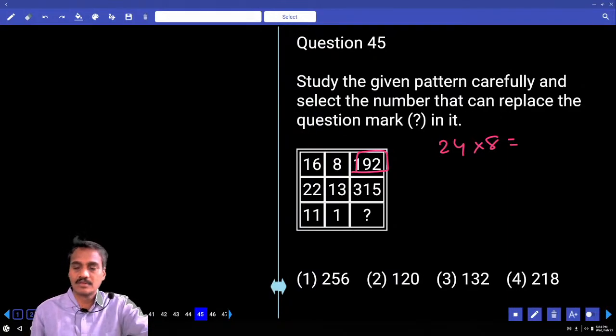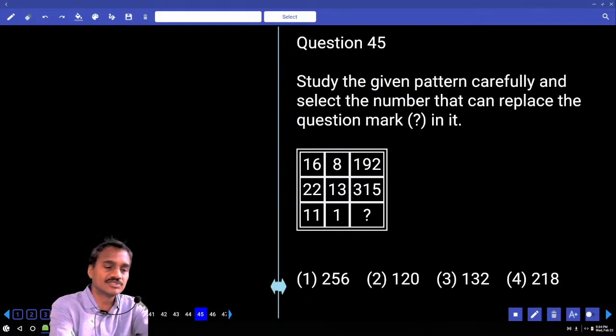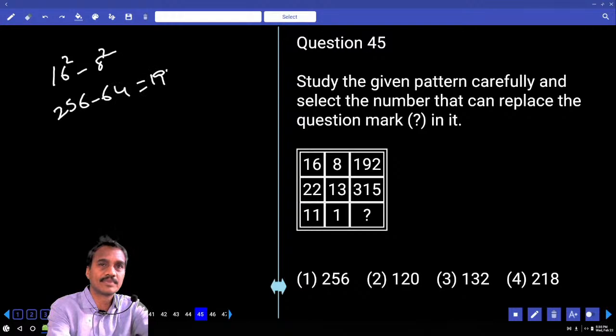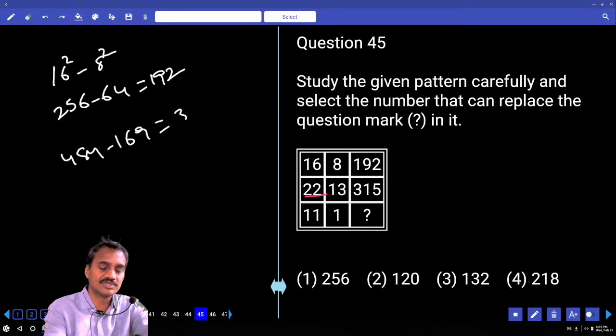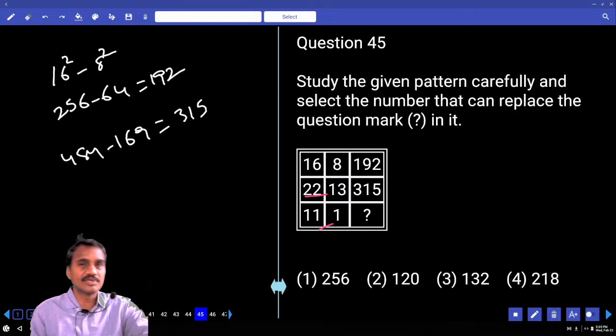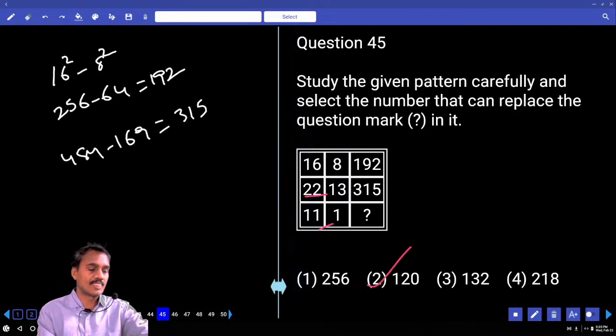Or now, a plus b into a minus b is a square minus b square. Now 16 square minus 8 square: 256 minus 64, that is 192. And in the same way, 22 square is 484 minus 169, the difference is 315. Then 11 square minus 1 square, how much is that? 120, choice 2 for question number 45.